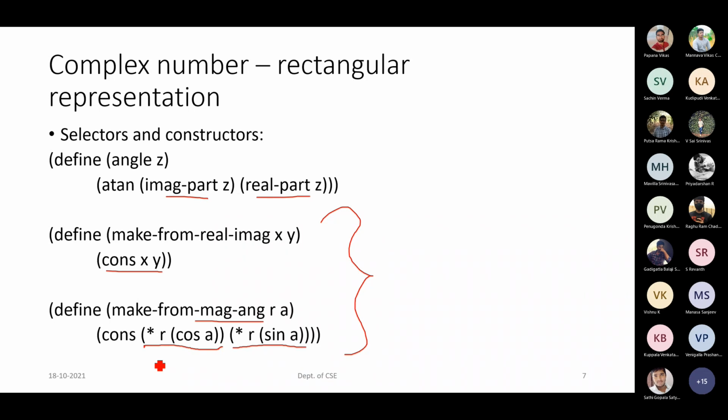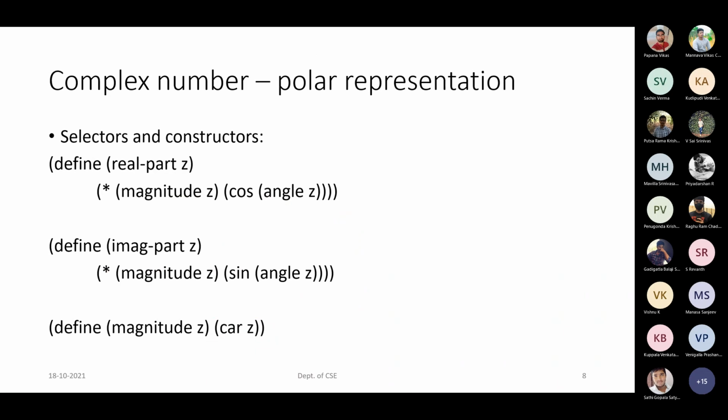Okay. So in the same way, if your complex number is in the polar representation, what will be the real part, the imaginary part and the magnitude, whatever we have defined with respect to our arithmetic operations, and how should it be written? If your input was in the polar form representation, we can directly extract the magnitude and the angle by using the CAR and CDR, right?